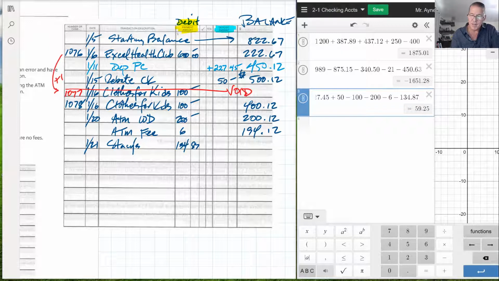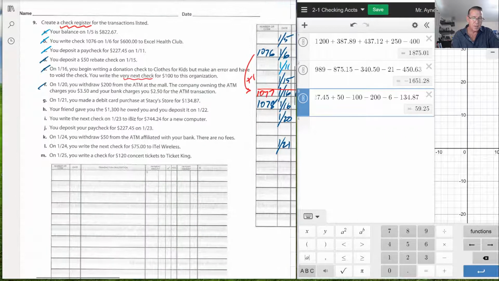All right, and now we're down to $59 in our account, roughly. $59.25. We don't have a whole lot to spend. Okay, but let's see what's going on here. That's what happens on the 21st.